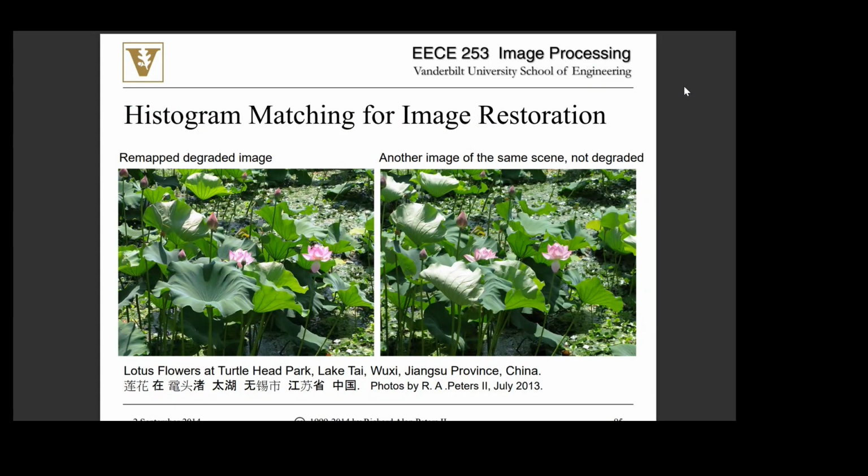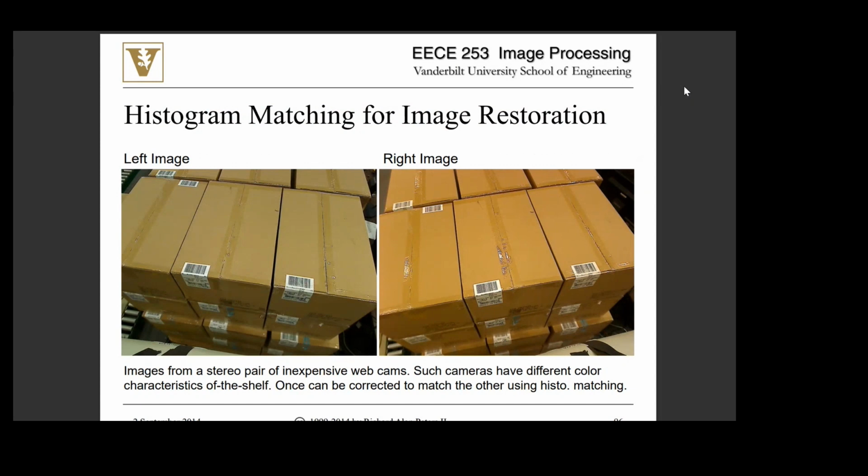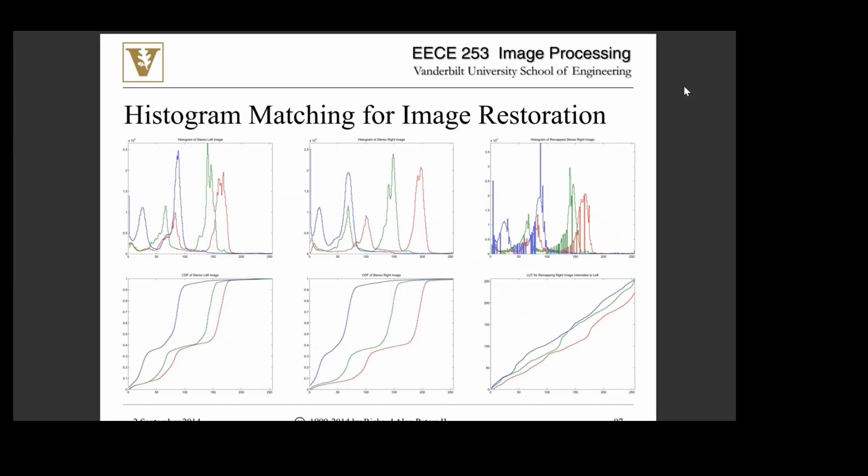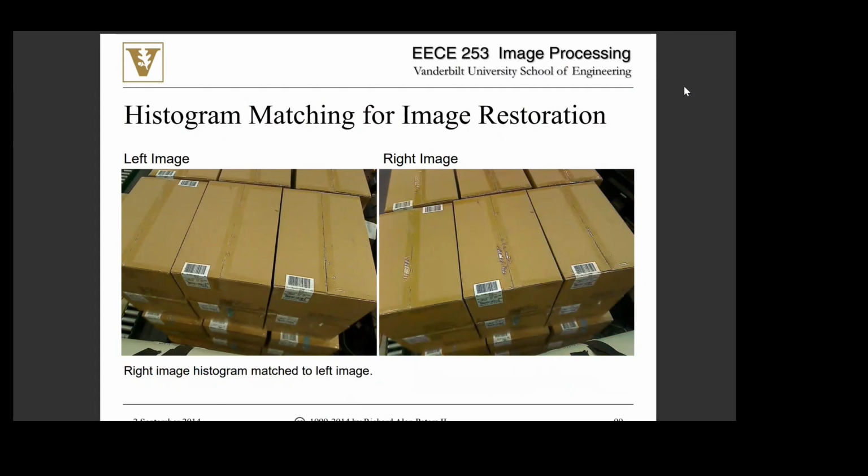And the same can be applied if you have a couple of cameras pointing to the same object, and then you have different color calibrations, and you want to make both of them have the same calibration. So this is histogram matching.